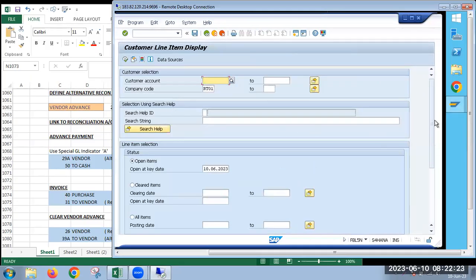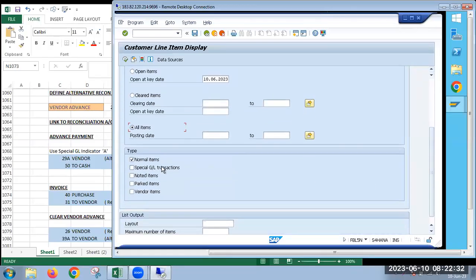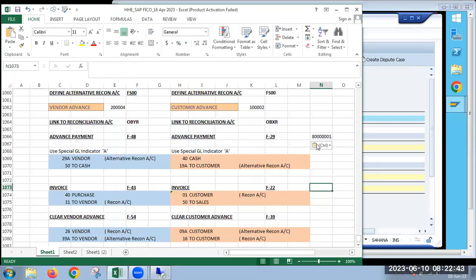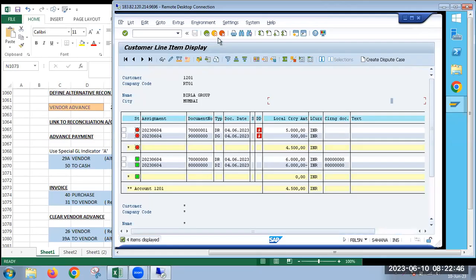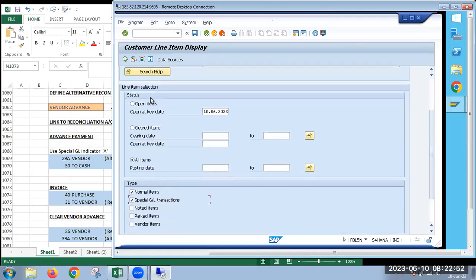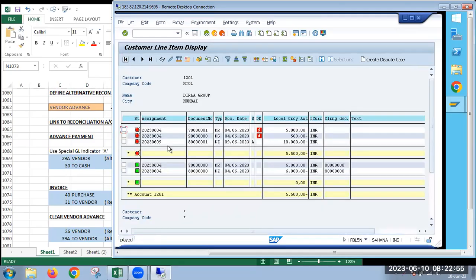If you want to display the customer advance transaction, what do we have to do first? We have to check the box Display special GL transaction. Otherwise, the system will not show that advance transaction, and 8001, the 8 series transaction number 1, will not be available over here. If we specify the special GL transaction to be displayed, then the system will show this amount. The same amount we can see in the customer advance account as well.